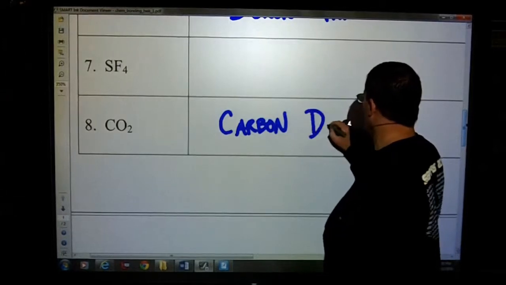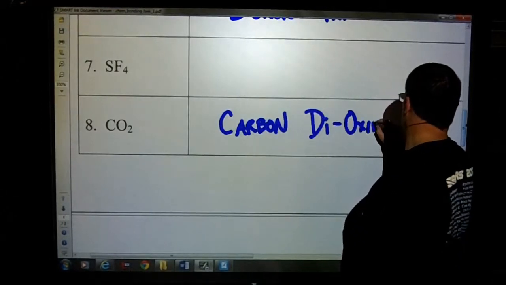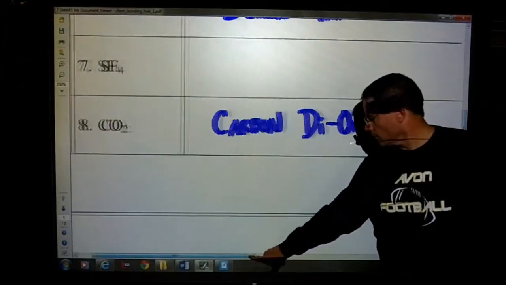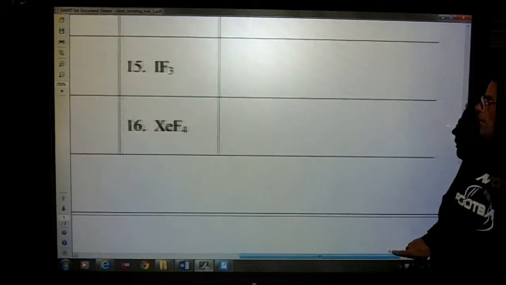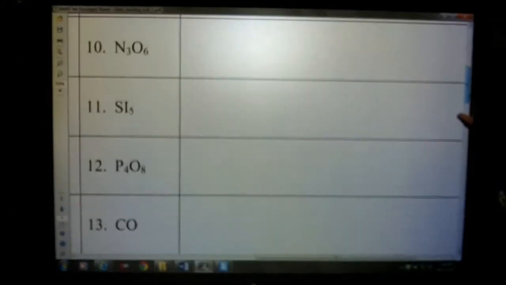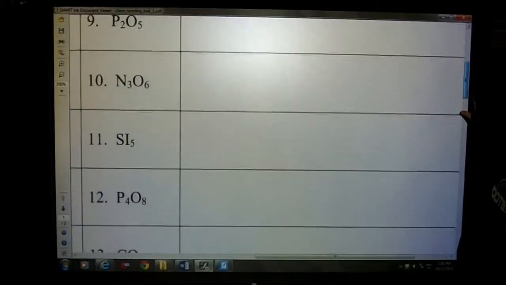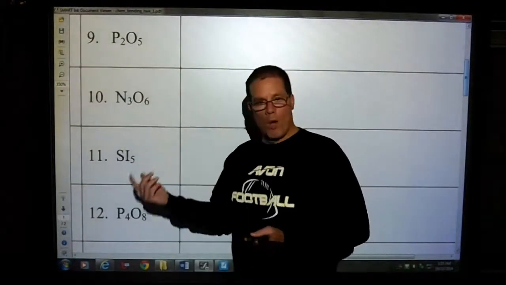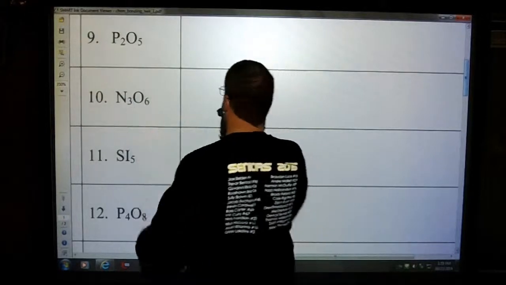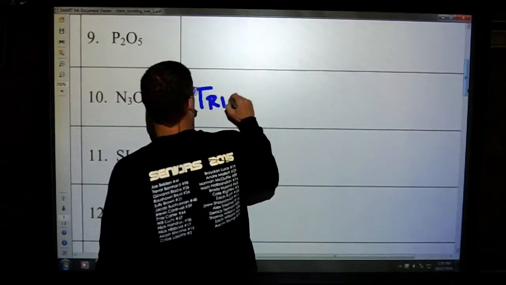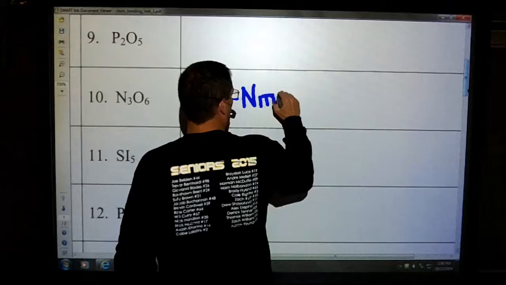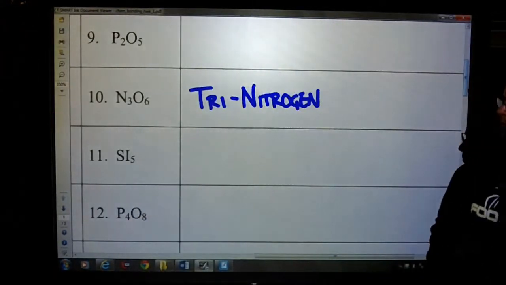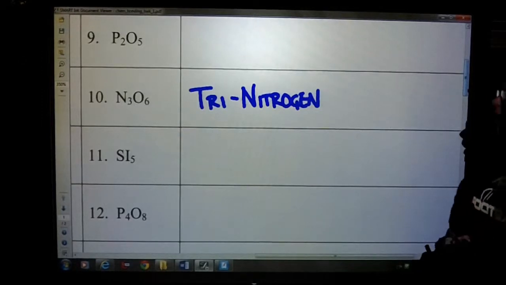So that's a dioxide. So carbon dioxide. Let's go to the top on the other side. Okay. And looking at number 10, so we do have more than one of the first one, so it's a tri for the 3. And we don't do anything to the name, so it's trinitrogen, and we have 6 oxygens.